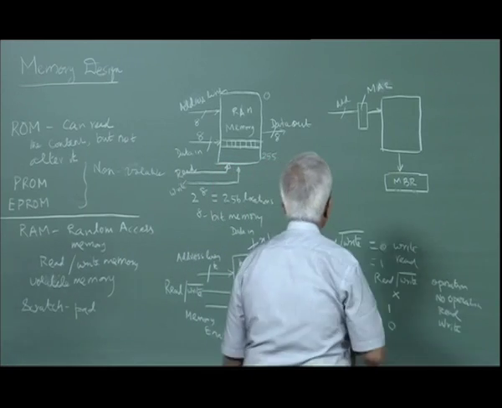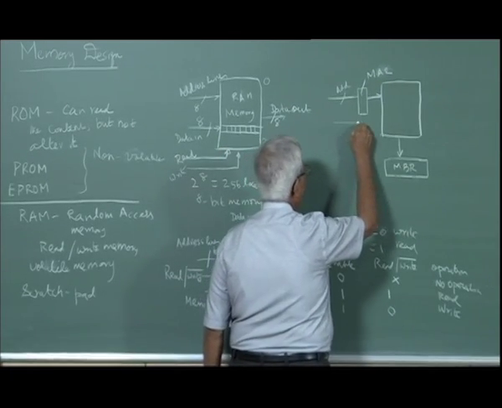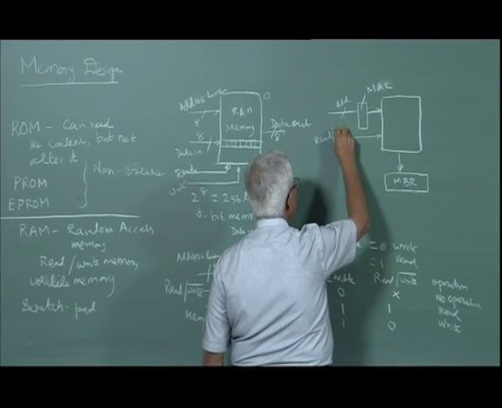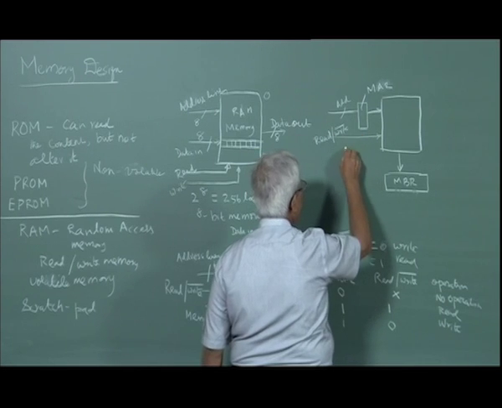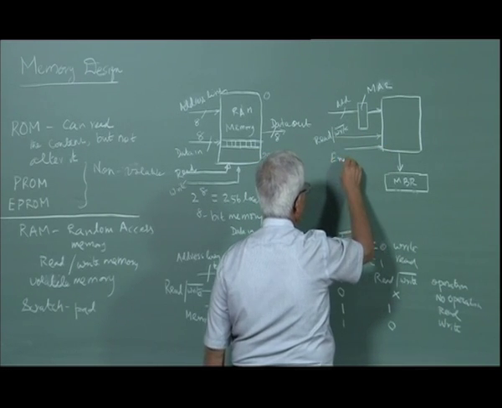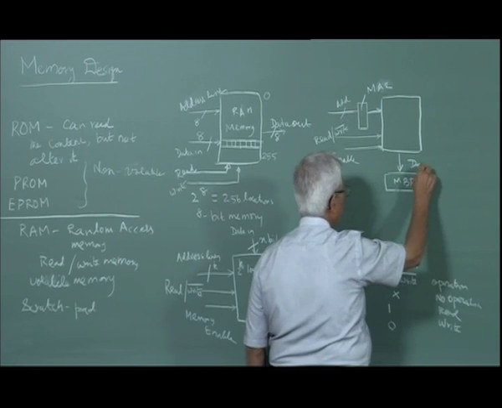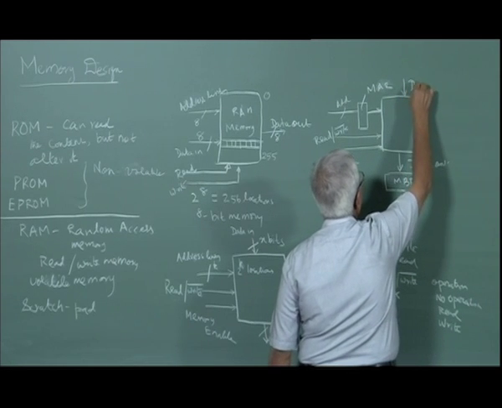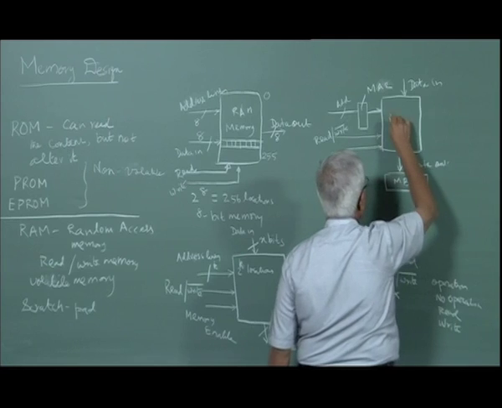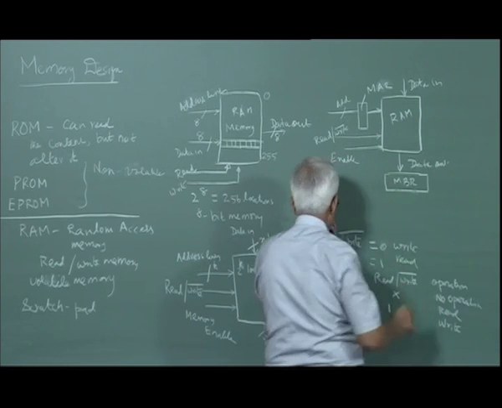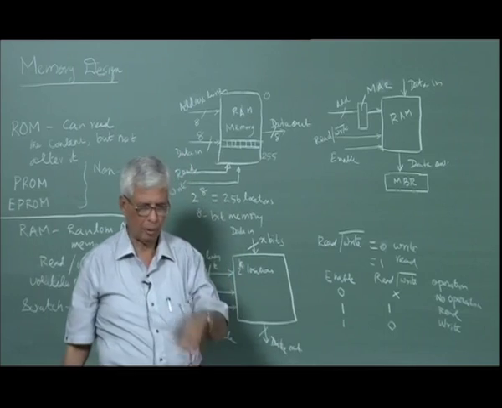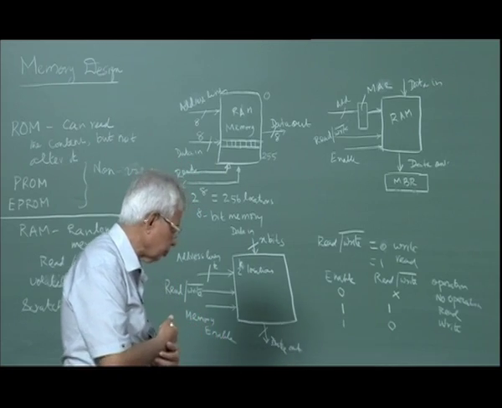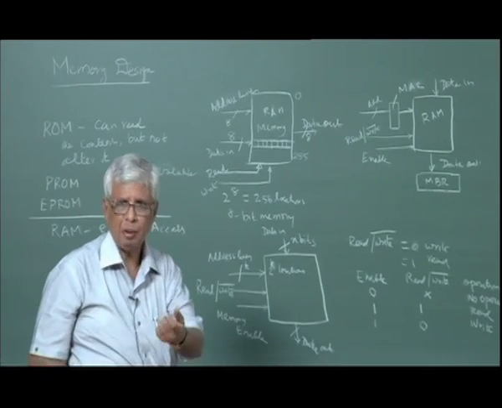So as I said, there are n address lines and read write bar, and enable, data out, data in. This is my RAM. Actually, it's a read-write memory. Random access memory means you can access any location in the same amount of time.